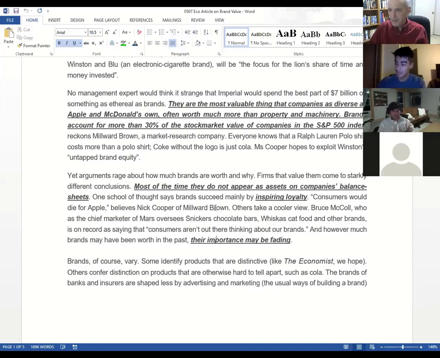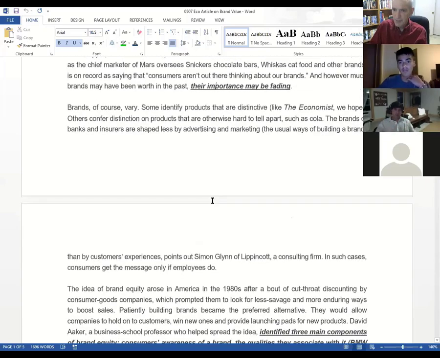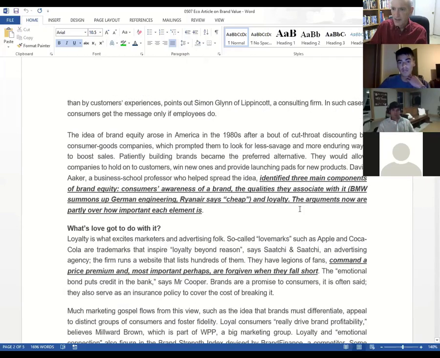Same thing with laundry detergent and those kind of things. But that importance may be fading. In fact, brand identity for firms like Campbell Soup and Procter & Gamble, the brand value is really starting to decline. There are 3 components of brand identity: consumer awareness of the brand, what they associate with that brand, and then the loyalty itself.